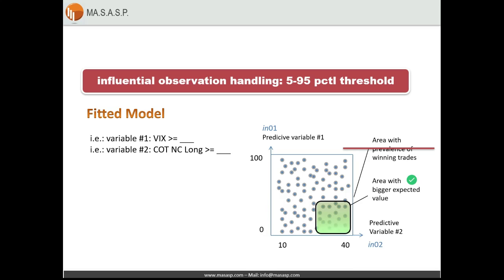This preprocessing step replaces the returns of the extremely big profit trades with the 95th percentile of the profit and loss distribution. Accordingly, as regards the losing trades, it replaces the returns of the extremely big loss trades with the 5th percentile of the profit and loss distribution.